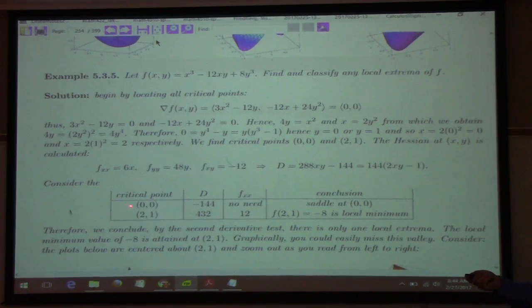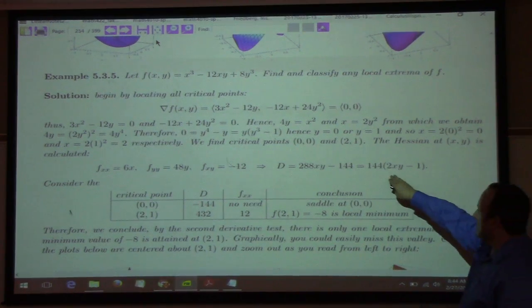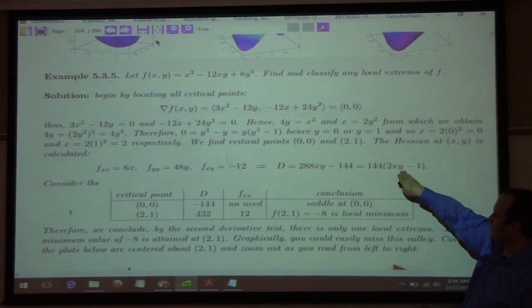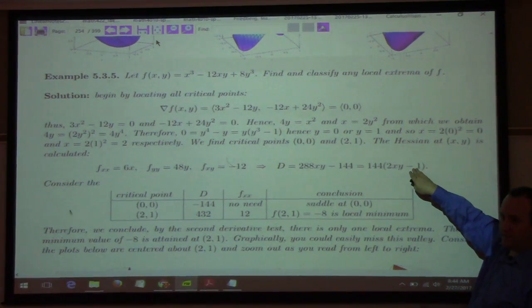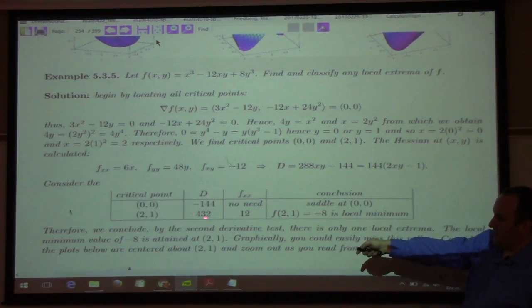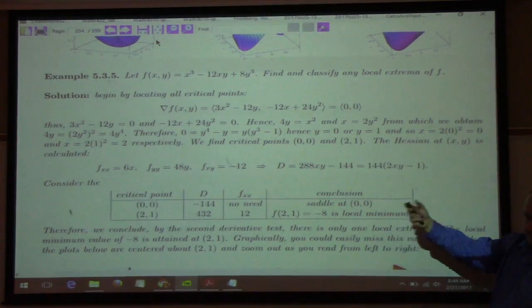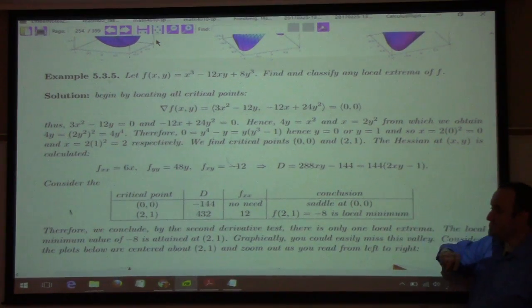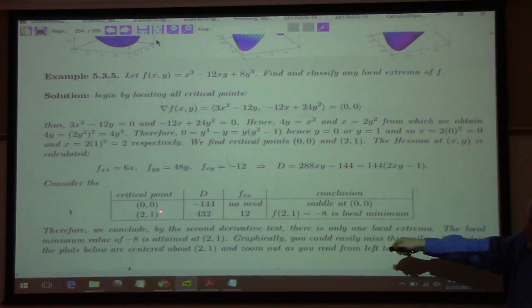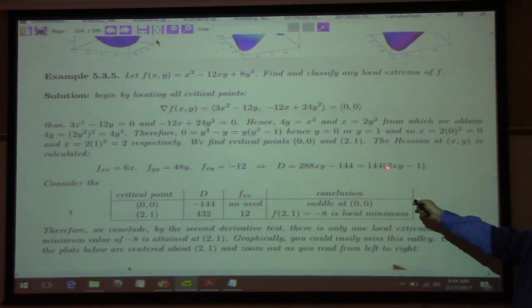In that regard. So the critical point (0, 0): if you plug in (0, 0) here, we get 144 times (2 times 0 times 0 minus 1), which is just minus 144, right? So the Hessian is minus 144, that's negative. We don't even care what the second derivative is, because once we find D is negative, it's a saddle point. Okay, game over.